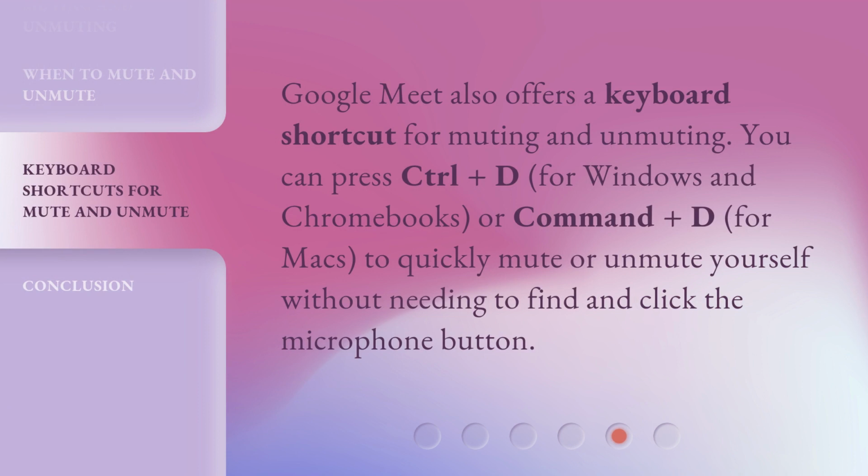Google Meet also offers a keyboard shortcut for muting and unmuting. You can press Ctrl+D for Windows and Chromebooks, or Command+D for Macs, to quickly mute or unmute yourself without needing to find and click the microphone button.